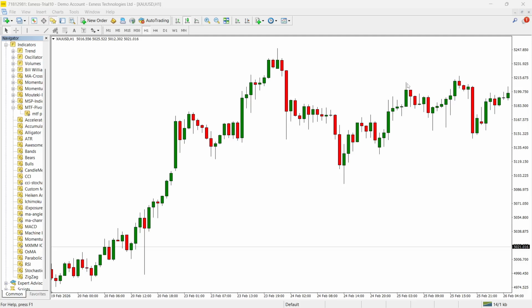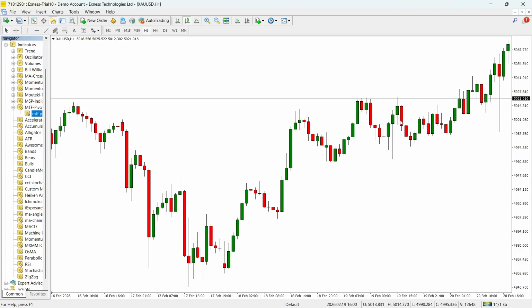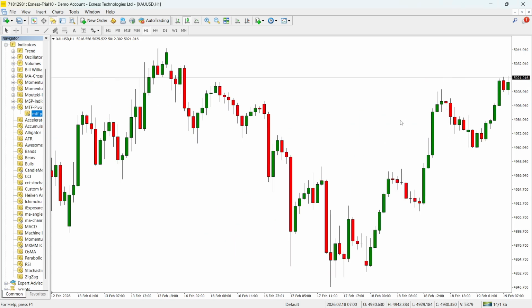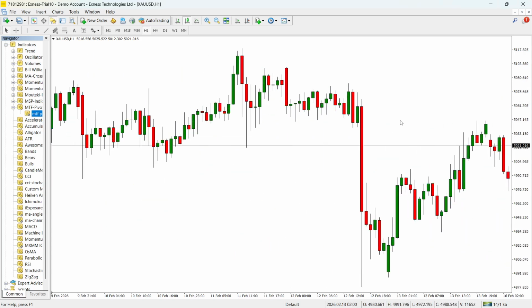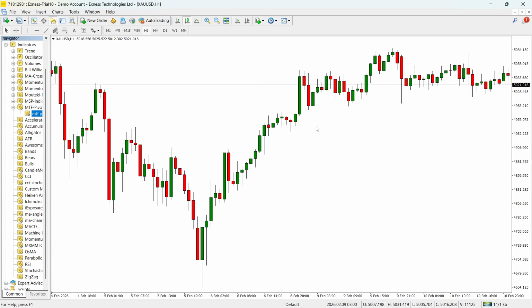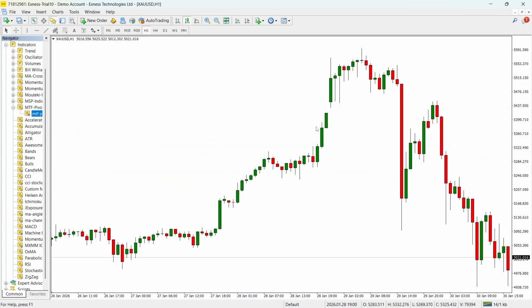Hello traders. In today's video, we are looking at the MTF Pivot Indicator available for both MetaTrader 4 and MetaTrader 5. This tool displays pivot points for multiple time frames on a single chart.